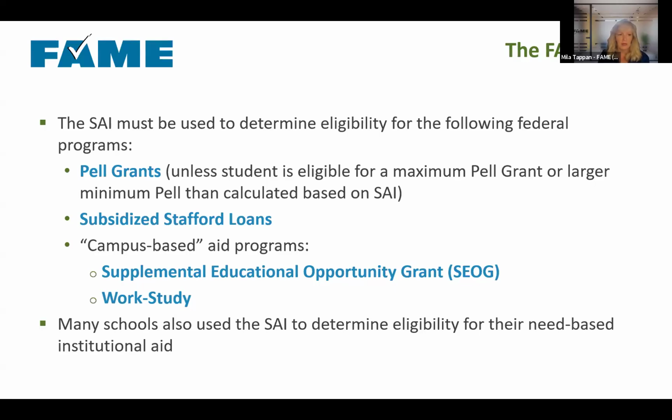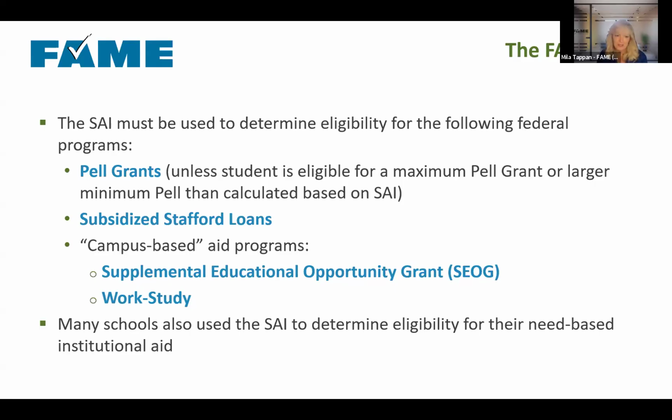So like the Pell Grant, the SAI also has to be used to determine eligibility for subsidized loans. A school makes a decision as to whether a student's eligible for subsidized, unsubsidized, or a combination of the two, and they use the SAI and their cost of attendance in order to do that.